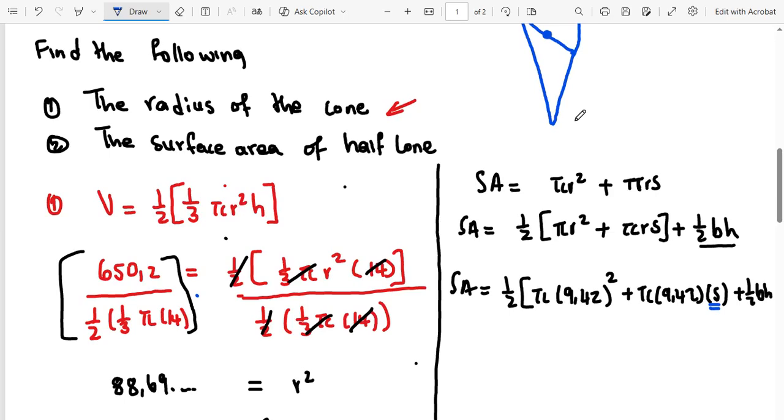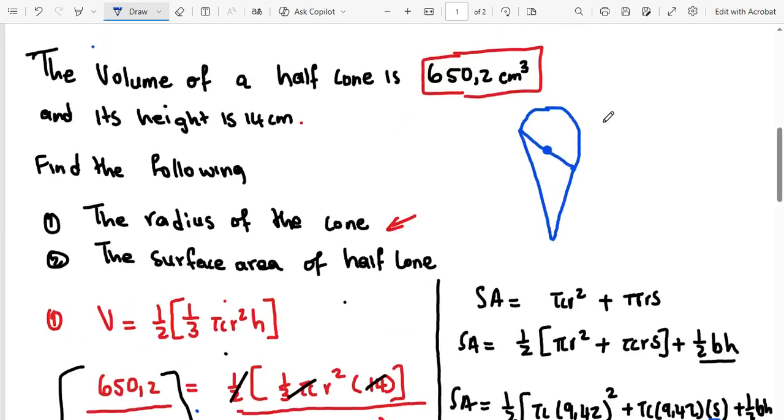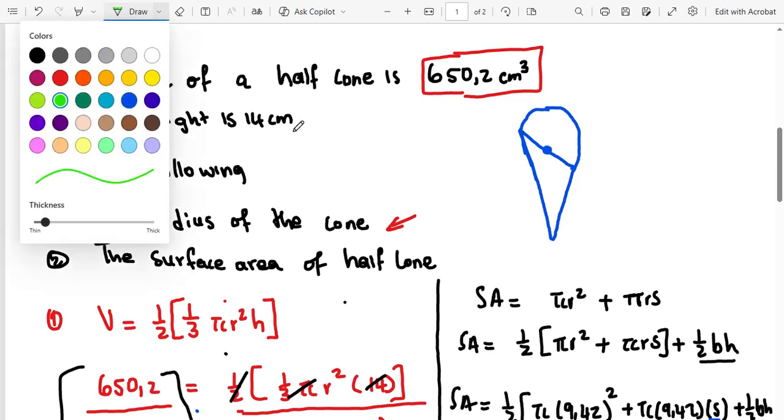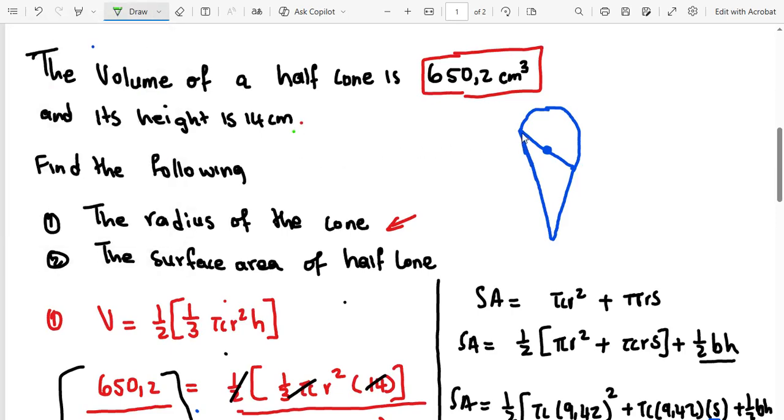We need to find the slant height. So the slant height is this line here. Let me quickly indicate that. This will be your slant height here. So I'm just going to divide this into two parts. This is your h and this is your r.